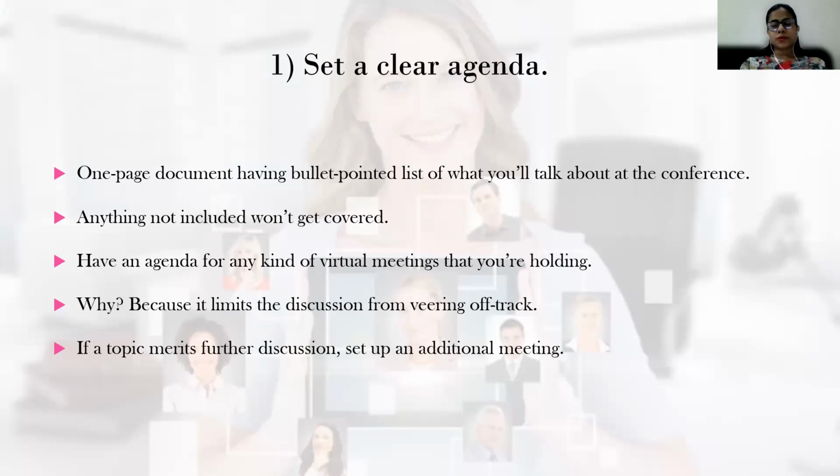Anything not included won't be covered. Being very specific, you circulate the agenda 48 hours before the meeting, and you tell them, if you want any point to be discussed in the meeting, you are supposed to tell about that point right now. So when we say right now, you can give them a specific time.